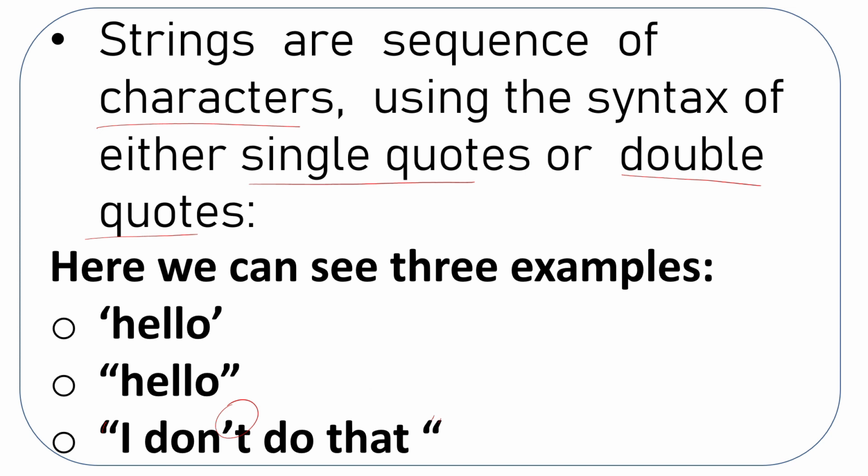So here we can see "I don't do that" has a single quote in there, but we don't want that single quote to suddenly end the string. So we can wrap the whole thing in double quotes. And we will see an example of that later in the Jupyter notebook.